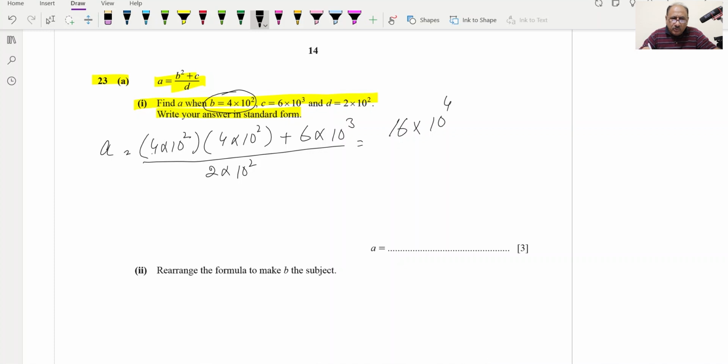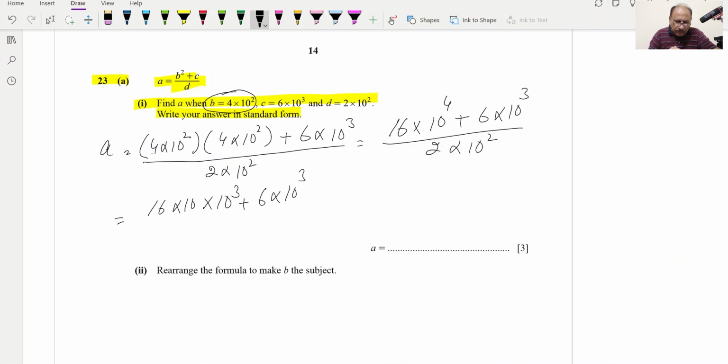I have written this for your explanation, hopefully you understand it better. So 6, this will be plus 6 into 10 raised to the power 3 over 2 into 10 raised to the power 2. Further we can write 16 into 10 raised to the power 4 as 16 into 10 into 10 raised to the power 3 plus 6 into 10 raised to the power 3, over 2 into 10 raised to the power 2, and further we can write it as 160.